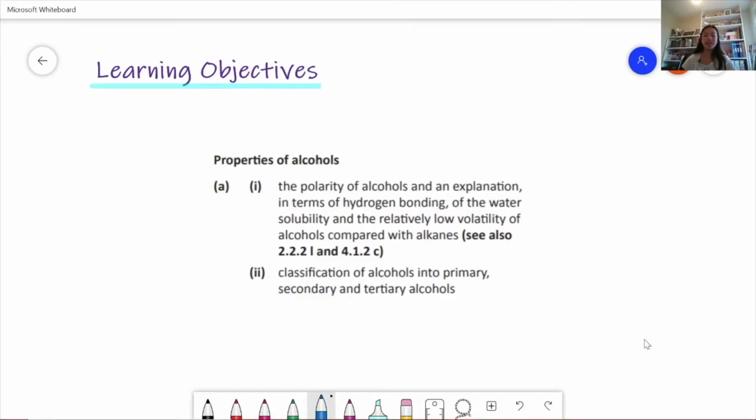Here are today's learning objectives. So we're going to be looking at the properties of alcohols and how the polarity of alcohols and the explanation in terms of hydrogen bonding of the water solubility and the relative low volatility of alcohols compared with alkanes. And then we're going to look at the classification of alcohols into primary, secondary and tertiary alcohols.